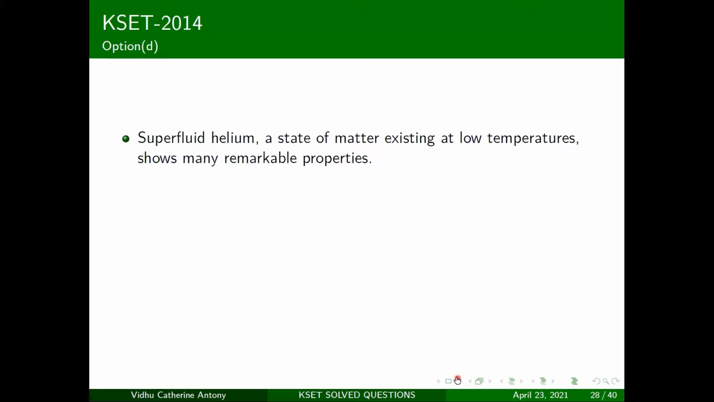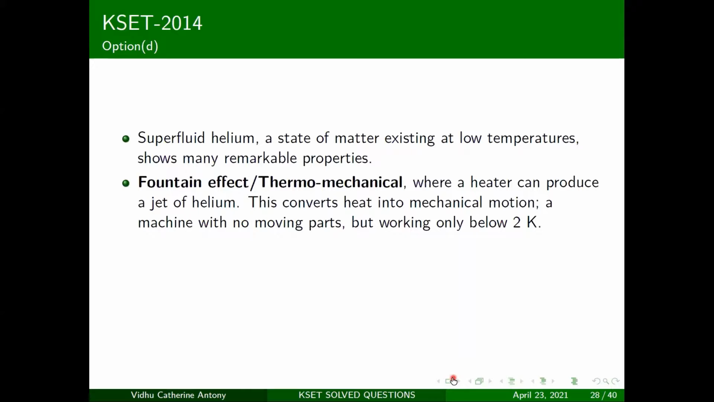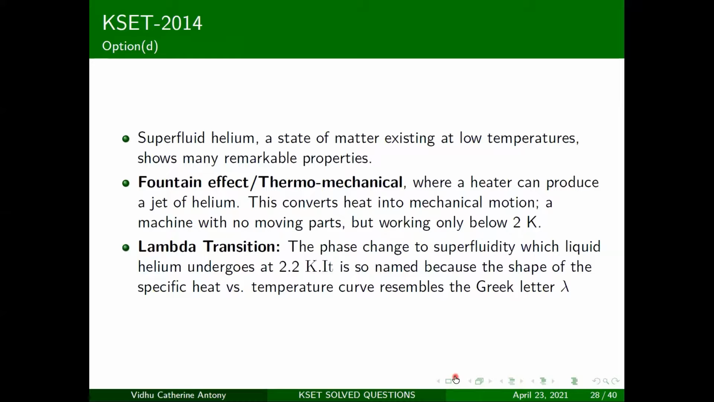Okay, so you know that we did talk about helium a lot in the previous papers. Superfluid helium is a state of matter that exists at low temperatures and has a lot of remarkable properties. One of them is the fountain effect, or the thermomechanical effect. If you heat a jet of helium, it converts heat into mechanical motion. You're basically having a machine here with no moving parts. It's like a heat engine, but it only works below 2 Kelvin. The fountain effect is the thermomechanical effect, and I will elaborate on this a little more on the next slide. Look at lecture 6 for a detailed discussion.